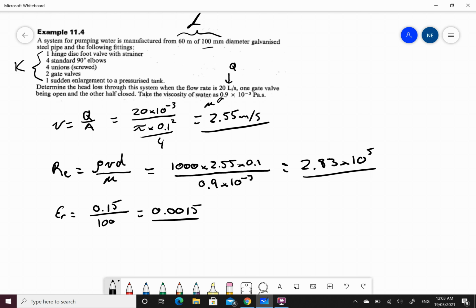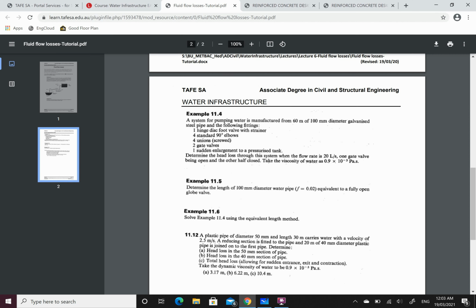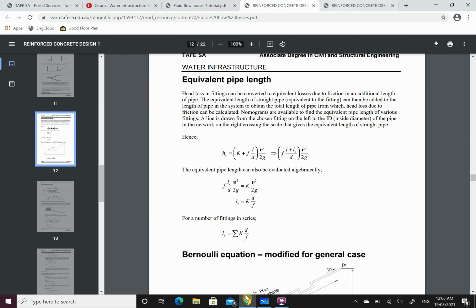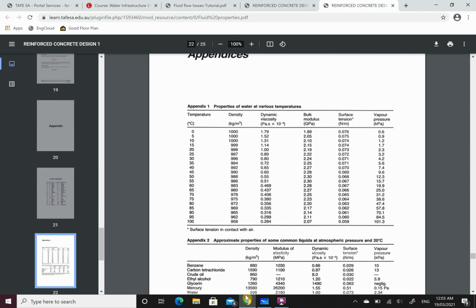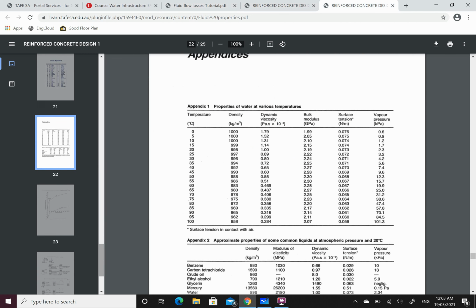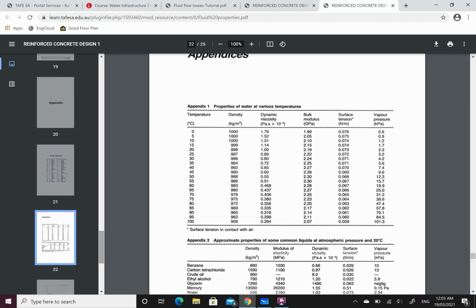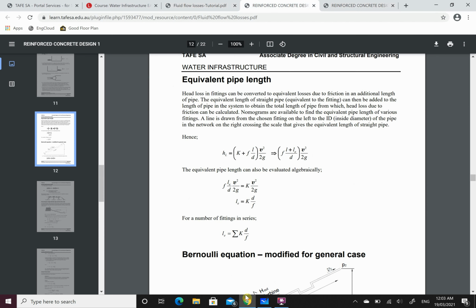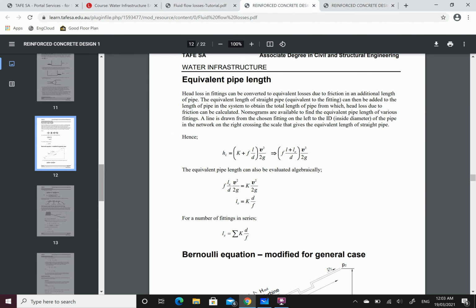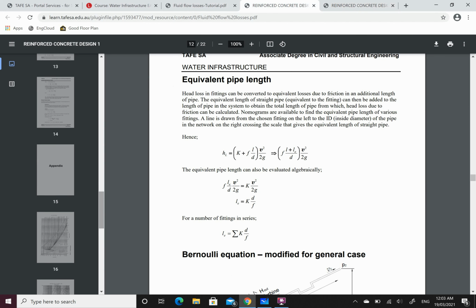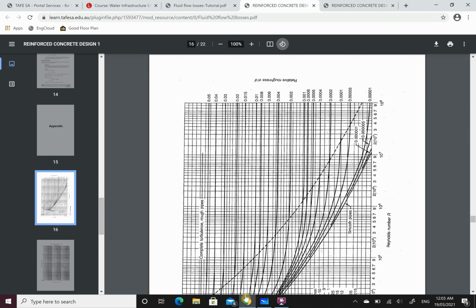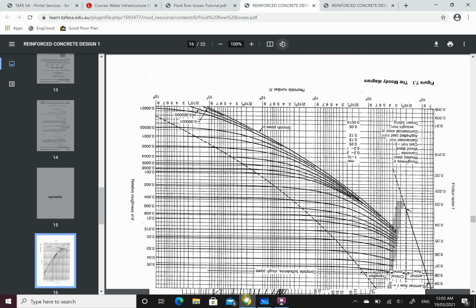Alright, so now that I have my Reynolds number and my relative roughness, we go to our Moody diagram, which is in lecture 1. Right, so we're at Moody.